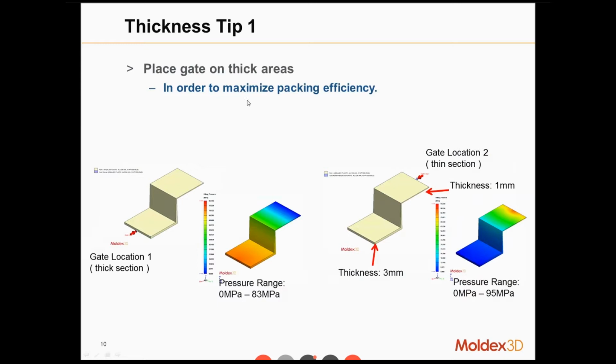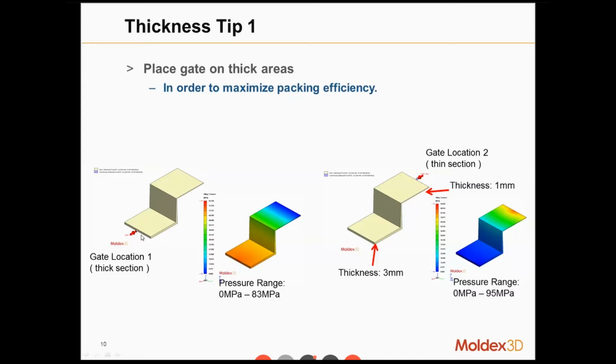Okay, so this is the first tip for the thickness. We will always suggest putting the gate in the thicker area in order to get the packing effect. We can see the example below. We put the gate in two different locations: one on the thicker area, another on the thin area.